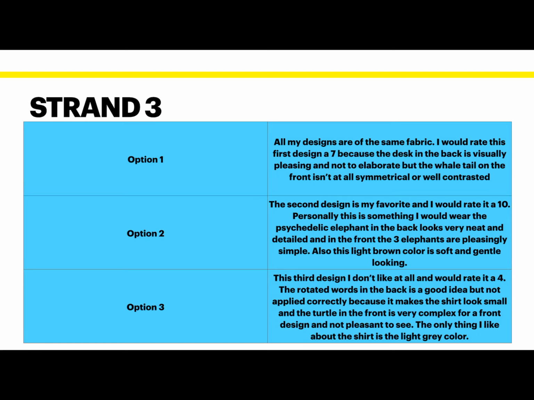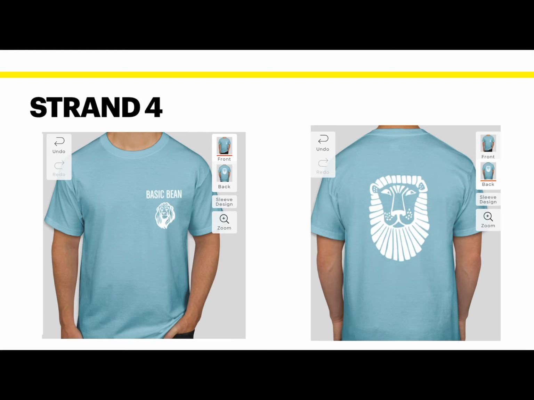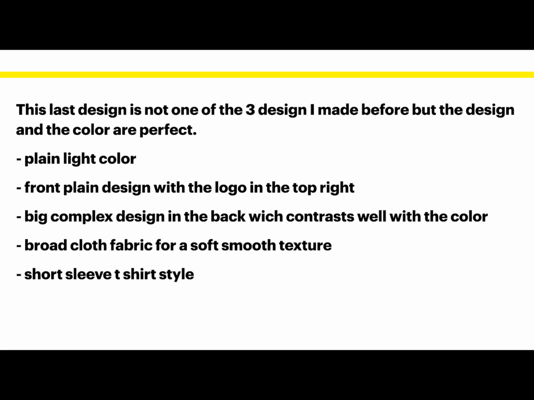For example, option 1, I rated a 7, option 2, I rated a 10, and option 3, I rated a 4. For strand 4, I created a final design. I was going to pick option 2 of my 3 previous designs, but got inspired by all 3 shirt designs and developed this last design, which I consider to be my strongest. Here I describe the strengths and weaknesses of my final design and why I chose it.